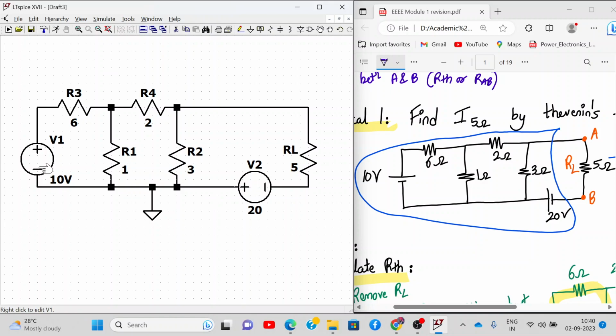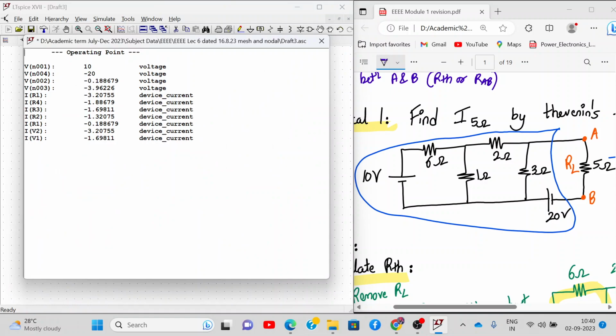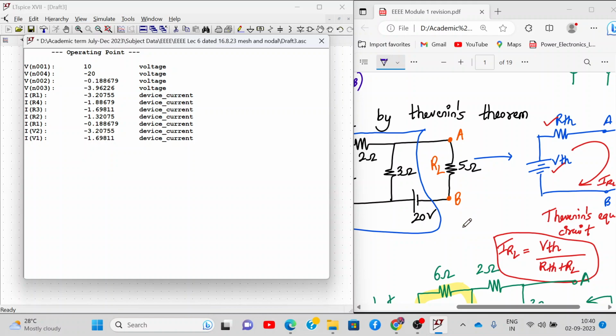Now, one limitation of LTspice is that whenever current is flowing into the voltage source, that is from positive to negative, then that current is considered positive. If the current is leaving the voltage source, that current is taken as negative by LTspice. So don't get confused if you get a negative sign. So I'll go to simulate. To simulate this, click on run and I select DC operating point. .op will come. You click on OK. So the moment you click on OK, what is the value of current flowing through 5 ohm resistance?